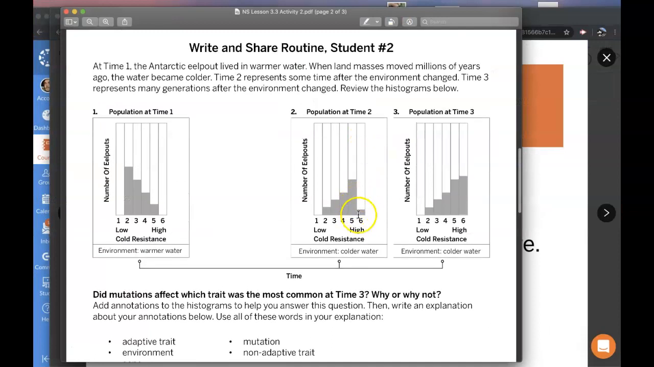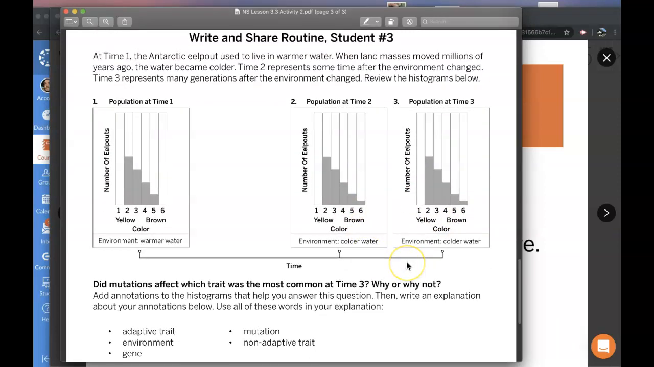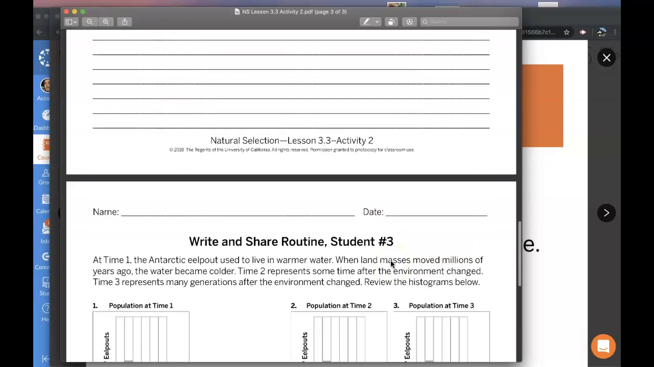In student number 2, trait level 6 was adaptive. This makes sense because the water got colder, and if you have a high level of cold resistance, you're more likely to survive in that cold environment. In student number 3, this trait level was not adaptive. The color of being brown versus yellow did not increase your chances to survive, and so nothing changed. It just stayed the same. So mutations can produce adaptive or non-adaptive traits, but the traits mutations produce only become more common in a population if they are adaptive to a particular environment.